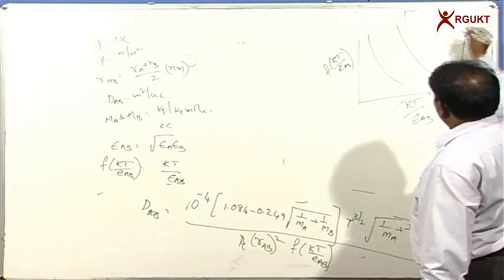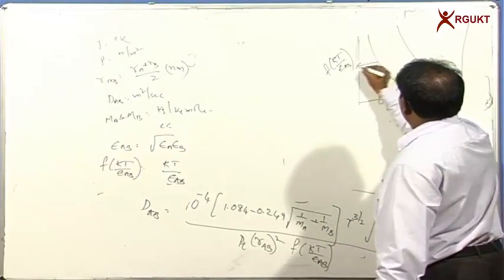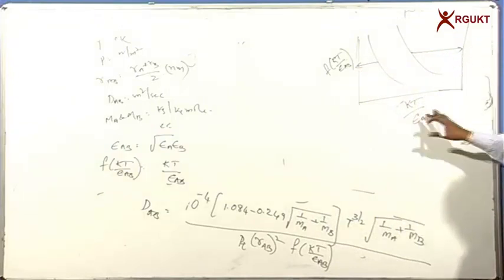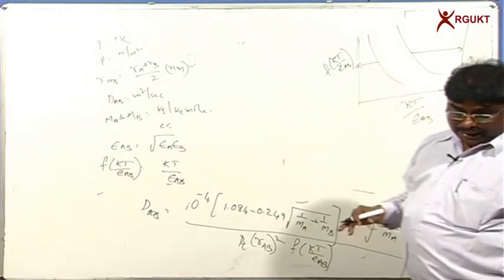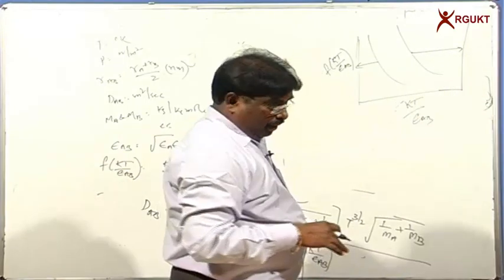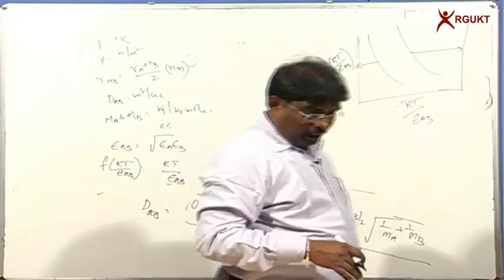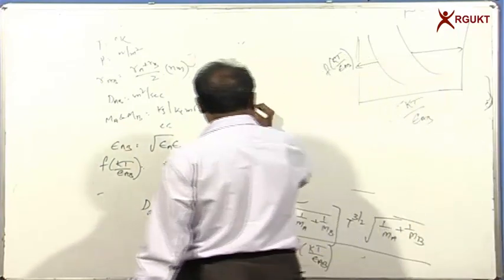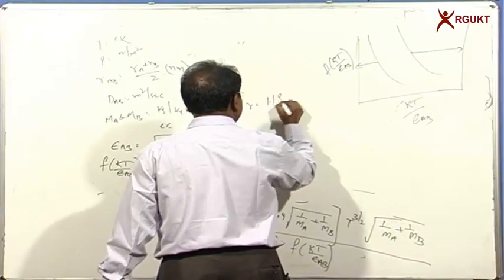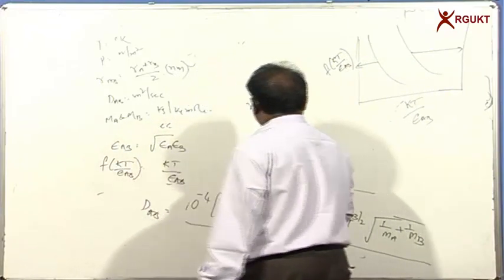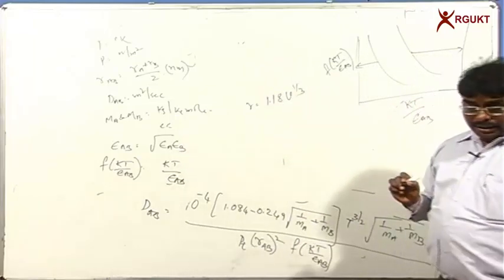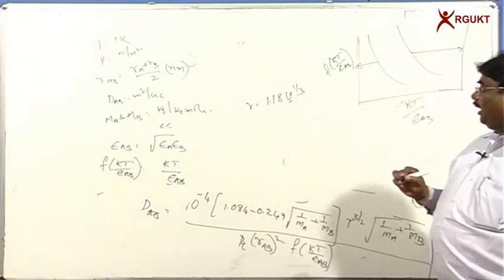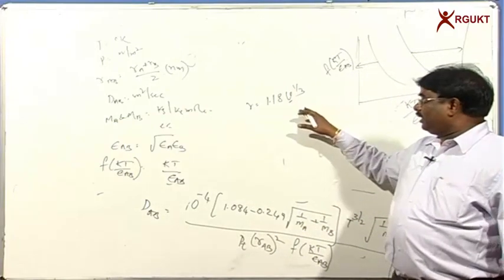This is the 2 axis, this is the 1 axis, and we can read from here; only the scales are different. Once you know kT by epsilon AB, one can calculate f of kT by epsilon AB, and the molecular radii RA and RB. If the molecular radius is not known, we can calculate it as 1 by 1.18 into v to the power of 1 by 3, where v is the atomic or molecular volume, which we calculate from atomic volumes.